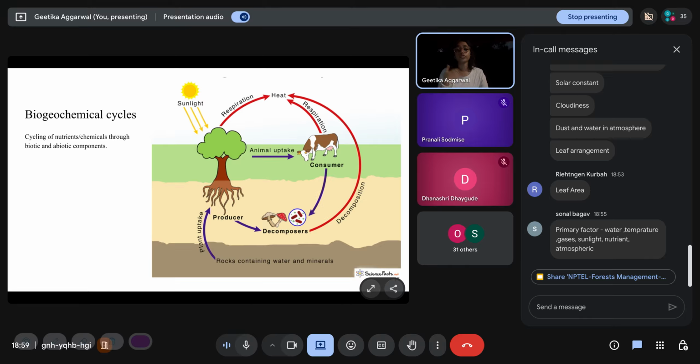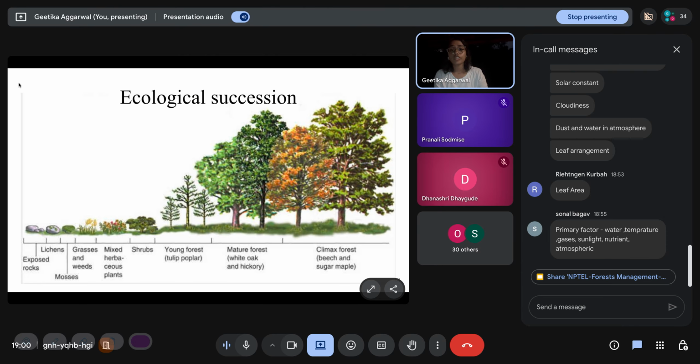For example, carbon, phosphorus, nitrogen, all of these are cycled through the environment or through the earth, because there's no unlimited amount of resources. All of the resources that we have are limited in some way or another. And in most of these cycles, these resources get recycled through different abiotic and biotic components, and then they keep on sustaining the forests, or sustaining life basically. So that is all about biogeochemical cycles.